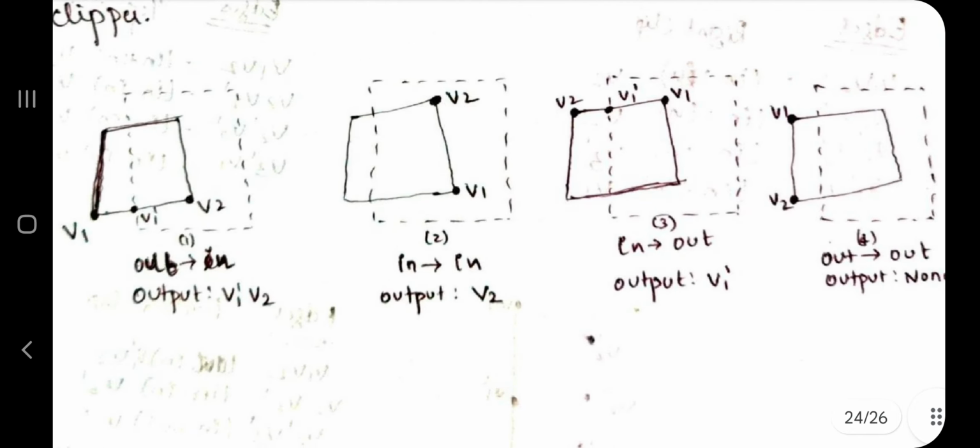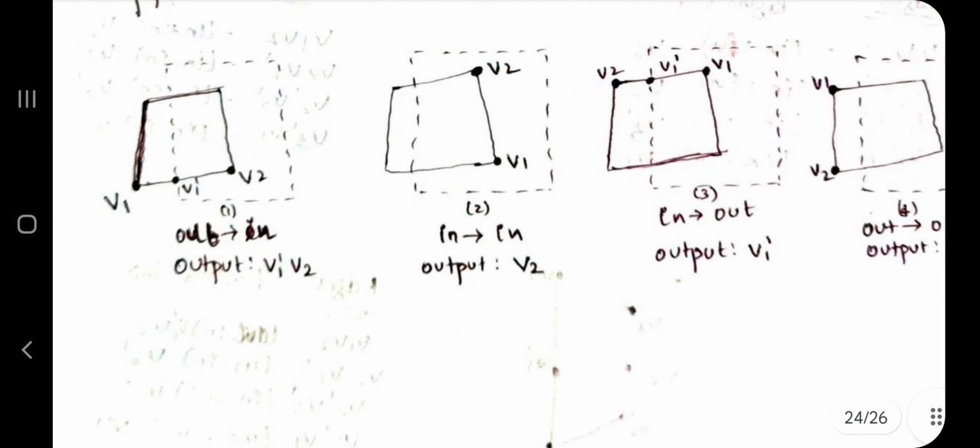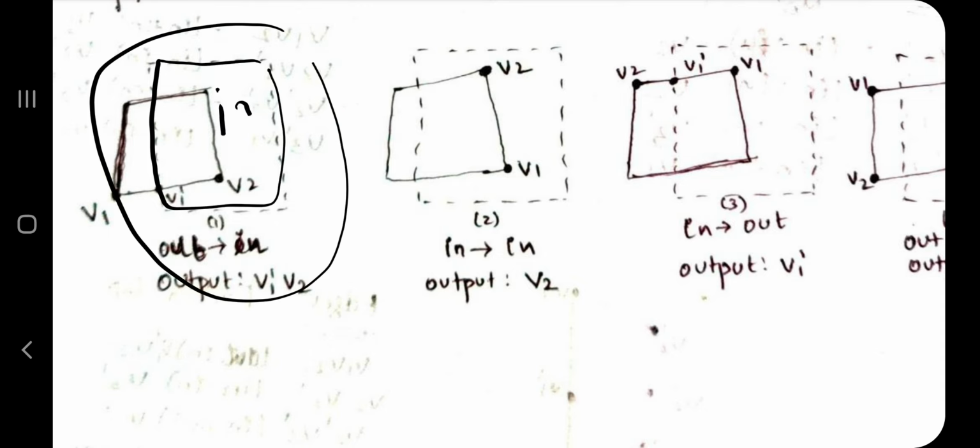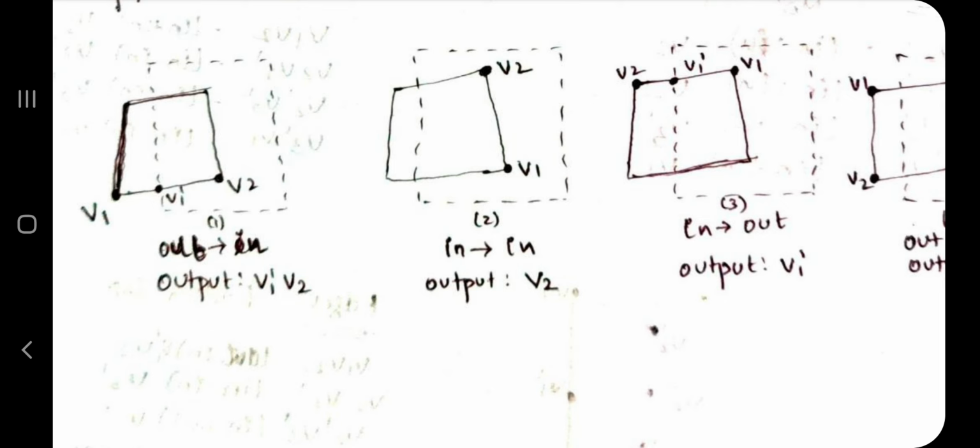For that, you just have to remember these 4 things. Consider the line V1 V2 of the polygon, and this is the clipping area. If I am coming from V1 to V2, what is inside is known as in, and what is outside is known as out. So V1 to V2 is coming from out to in. When I am coming from out to in, I have to write V1 dash and V2.